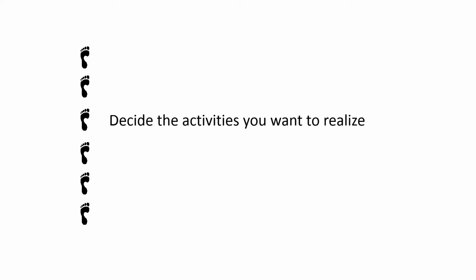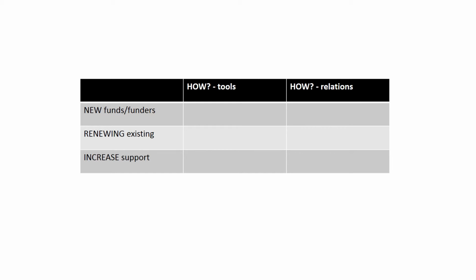When you think about which fundraising activities to use, we need to think about it from 3 different perspectives. 1. Getting new funders. 2. Renewing current supporters. And 3. Getting current supporters or donors to increase their support. To do so, we also need to think how are we going to get all this.